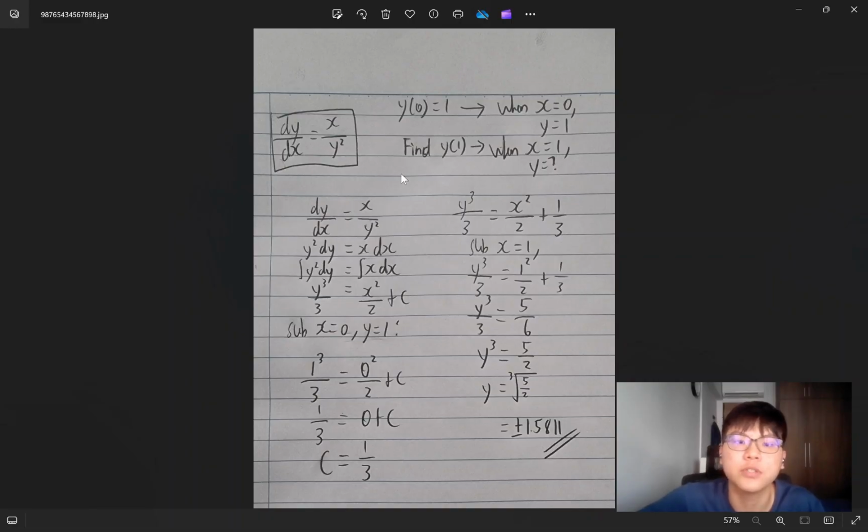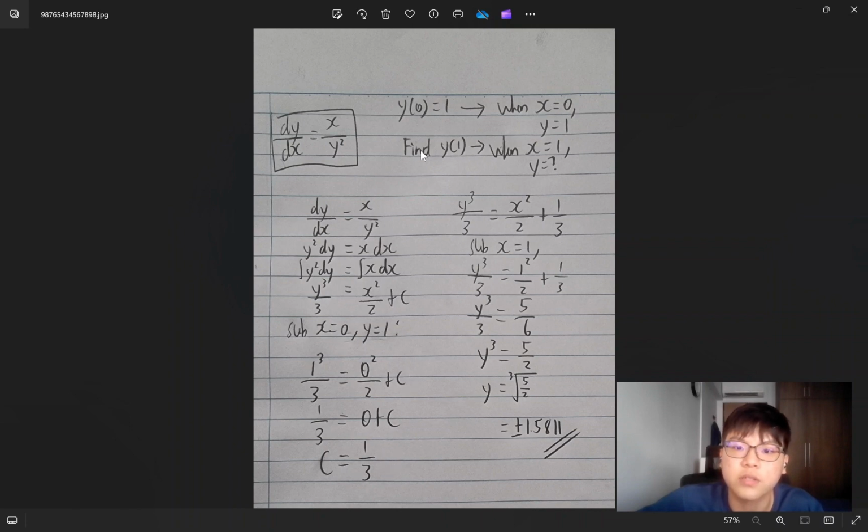For this last part, we'll be solving this IVP via the general solution. Firstly, we'll cross multiply both of these and we'll integrate both sides, and we will get this equation over here. And our initial condition is when x equals 0, y will equal 1. And this will allow us to solve for our constant, and we found the constant to be 1/3.